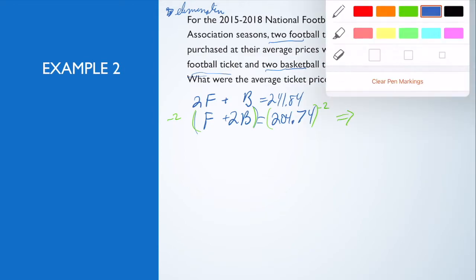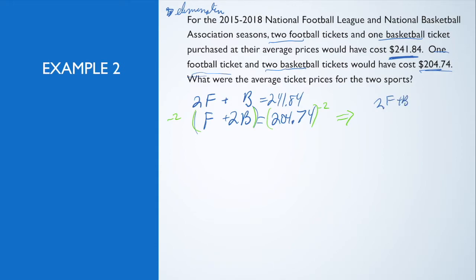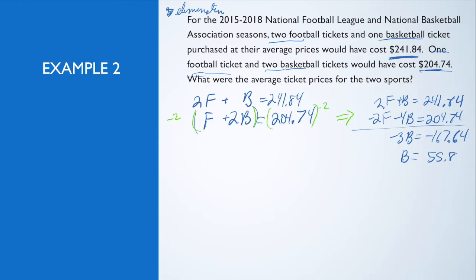So that's going to give me 2f plus b is $241.84, and -2f minus 4b is -$204.74. So if I add these together, I get -3b is -$167.64, and I get b equals 55.88. So a basketball ticket costs $55.88 on average. I can use this to solve for the cost of a football ticket.